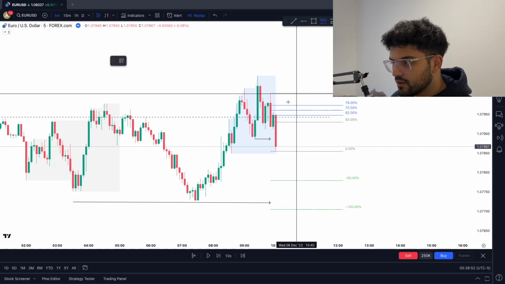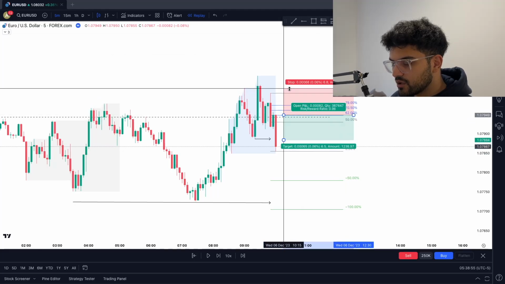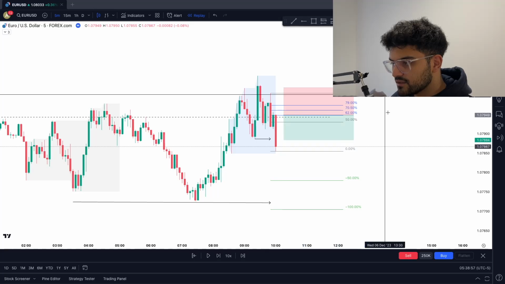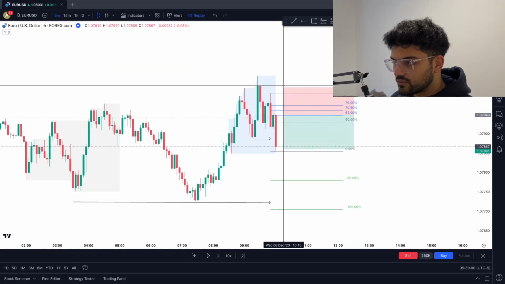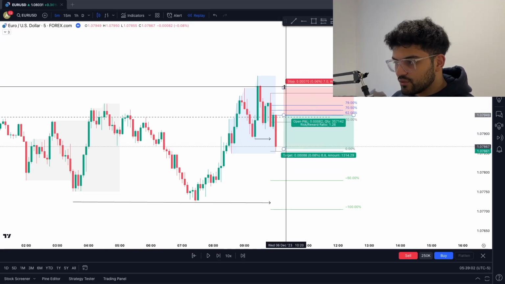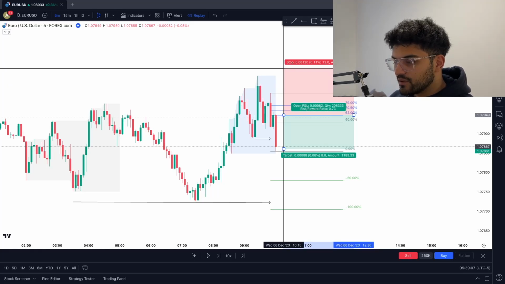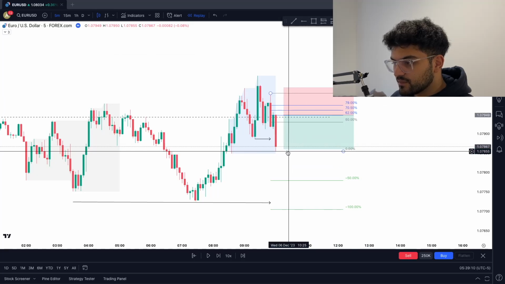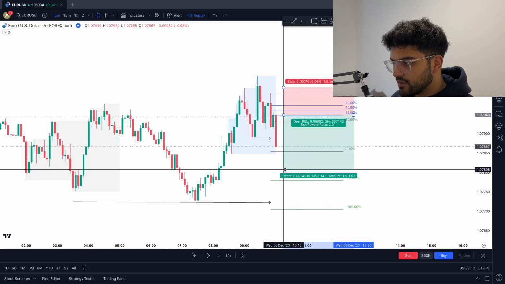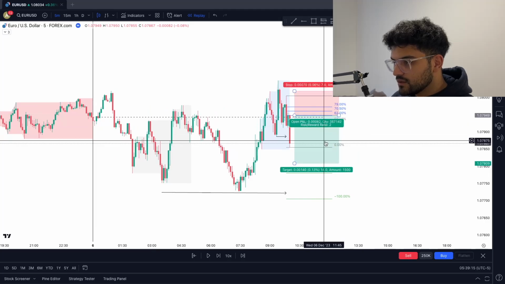That's the OTE area. Entry goes right there, stops right above, and with EU 7 pips works nicely, so I'll keep it there. But if your risk tolerance or your psychology isn't that great, or you want to be more relaxed in the trade, put it up here for like a 10 pip, 12 pip. I went 7 pips because sometimes price just moves quickly and I want to be in and out quick. So this was a trade.